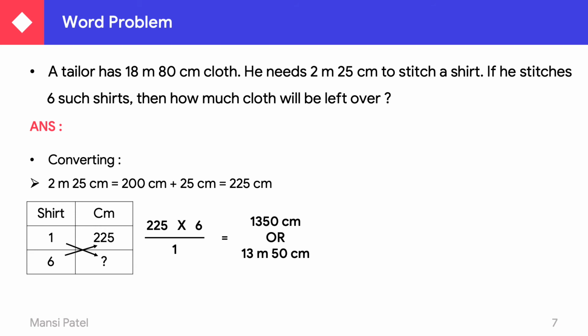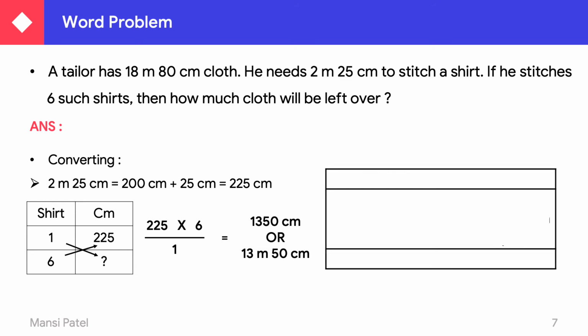Out of the total cloth, what is the total cloth? 18 meter and 80 centimeter. He used only 13 meter and 50 centimeter. So how much cloth will be left over? So in this we have to do the subtraction. Draw one table with meter, centimeter, and the statement. 18 meter and 80 centimeter.